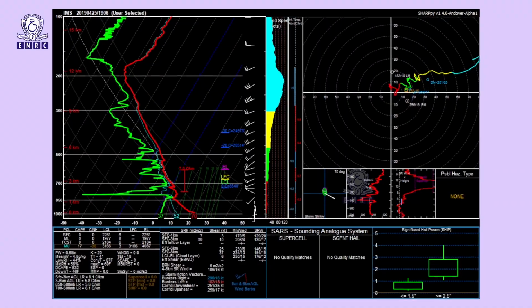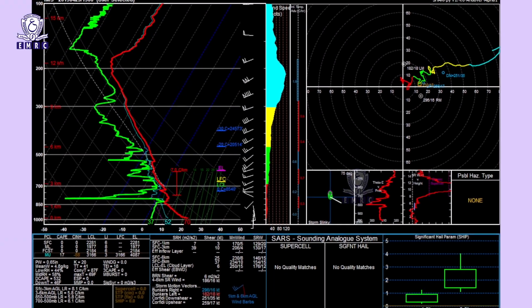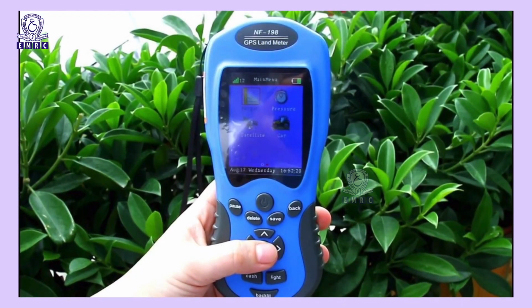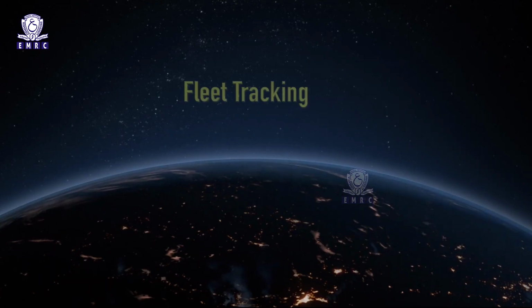GPS-equipped radios and dropsondes. GPS measures and calculates the atmospheric pressure, wind speed and direction up to 27 kilometers from the Earth's surface.